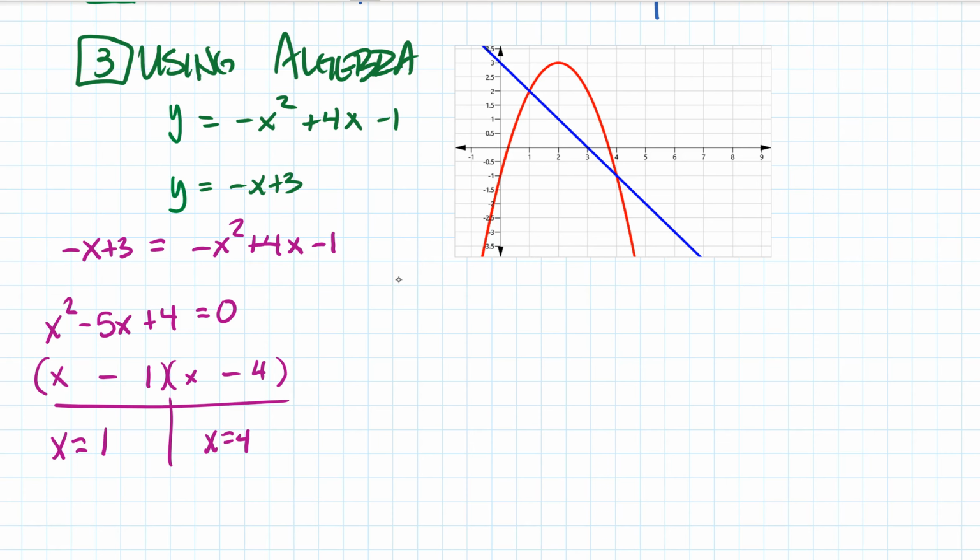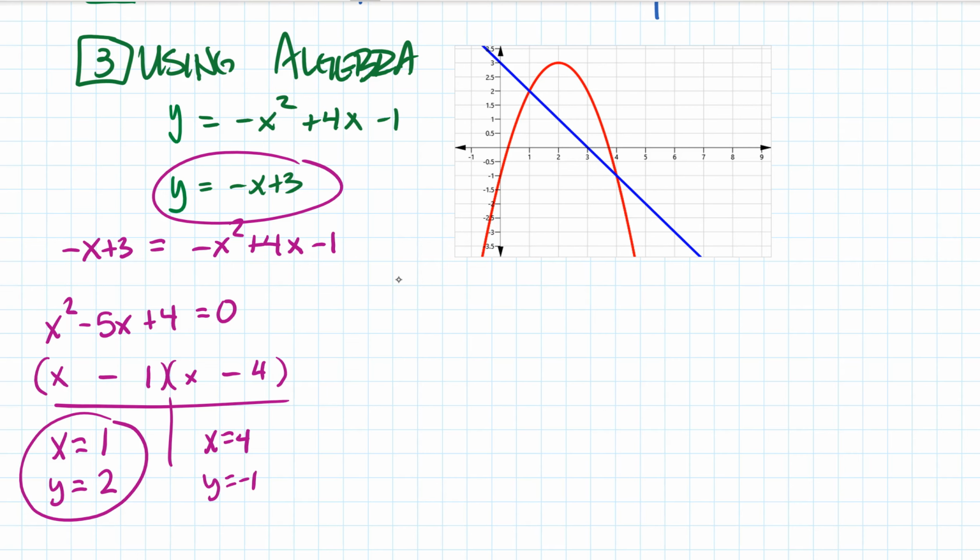If x is equal to 1, I can plug it right back in here and see that y would then have to give me negative 1 plus 3 is a 2. Okay, and if x is equal to 4, plugging it right back in there, negative 4 plus 3 is a negative 1, so I'd be negative 1. So my two solutions would be 1 comma 2, which is that point right there, and 4 negative 1, which is that point right there. So we can also do this using algebra.